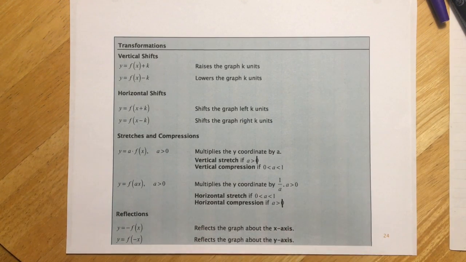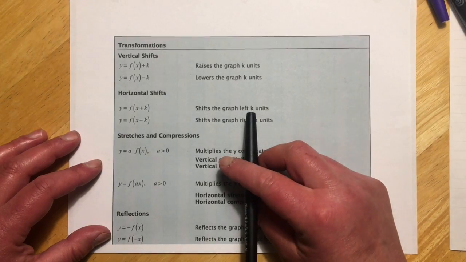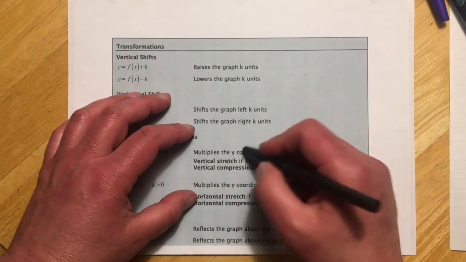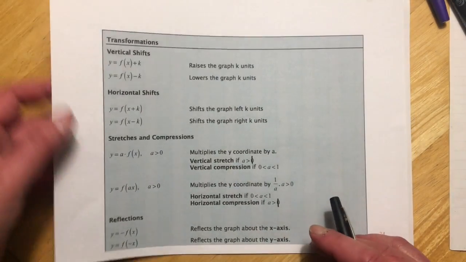These ones we do see reflections about the x-axis. So if we have a negative in front, that's where it flips over x. And if we have a negative on the inside of a root, that's where it flips over y. So let's look at some examples with that.